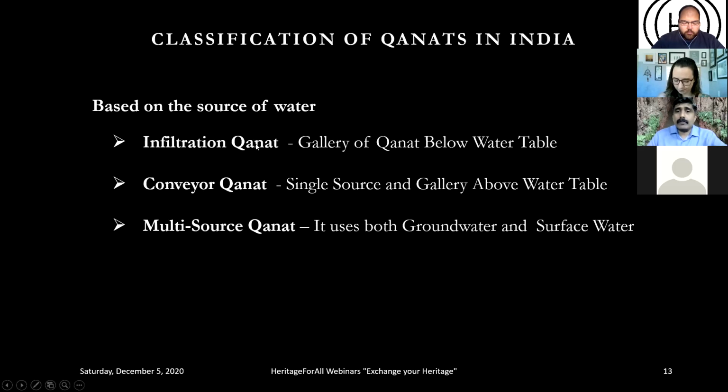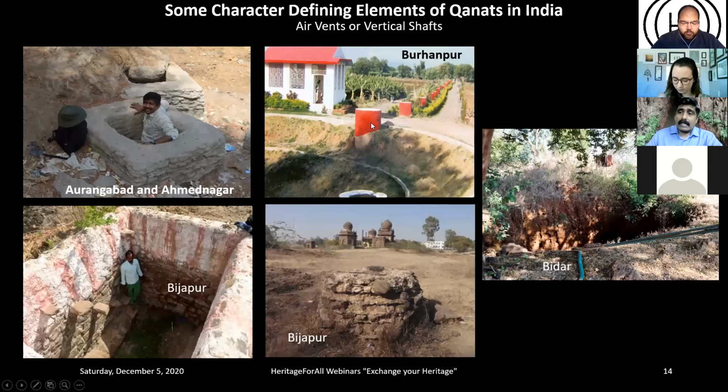Now, these are a few photographs to tell you about the character-defining elements that we have. Normally, if you go to Iran, you will find round air vents. Here you will find a variety of different types of air vents that have been constructed. This is the type of air vent, or shaft, that you will find in Ahmednagar and Aurangabad, where the size is approximately a meter square, and the depth is approximately 10 to 15 feet. This varies as we go towards the higher region.